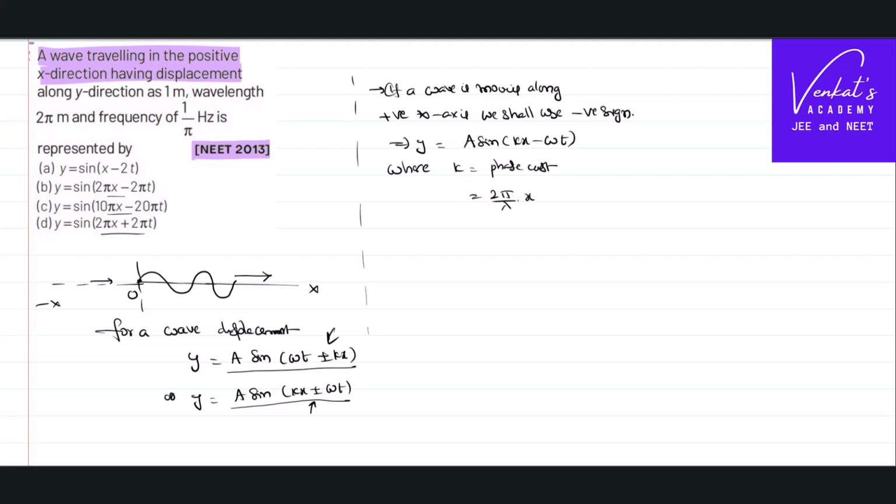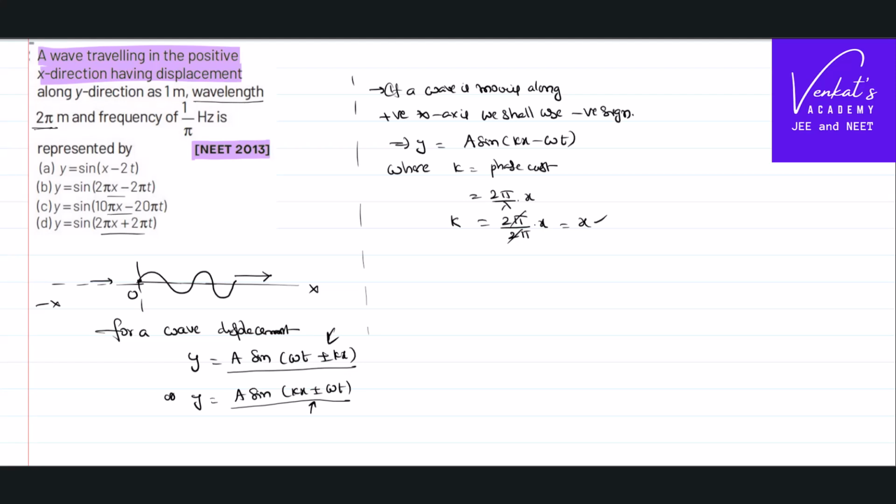But now it was given that it has a wavelength of 2 pi. So k becomes 2 pi by lambda, which is also 2 pi by 2 pi, and x. So this value becomes automatically 1 into x. 2 pi cancels. That's the value of k.